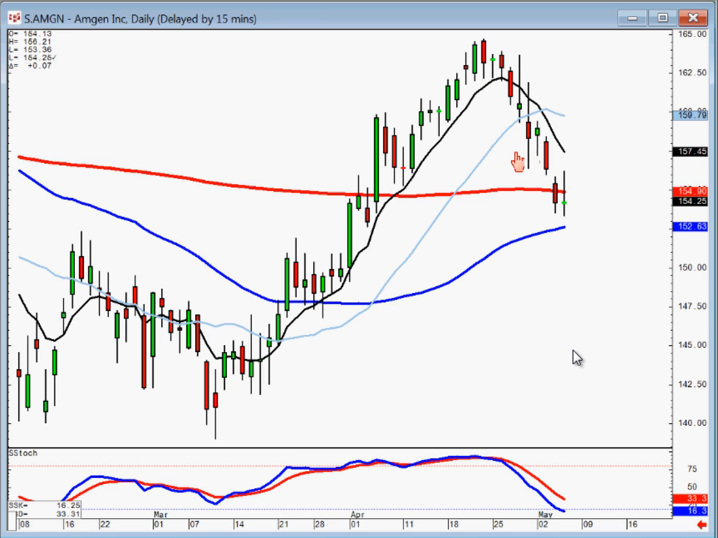AMGN, doji in the oversold area. I would probably just use positive trading tomorrow to get out of it, which means it needs to open lower and trade lower to stay short.